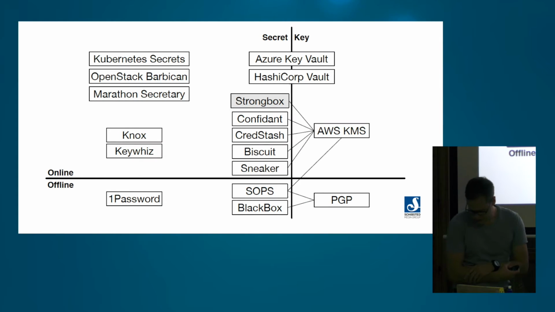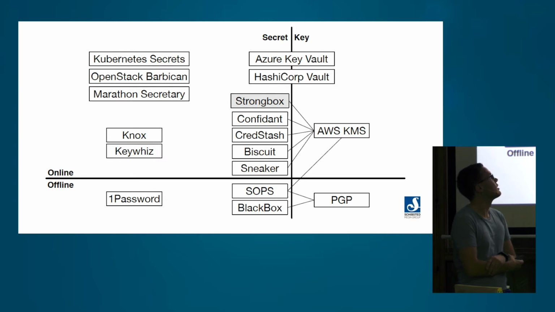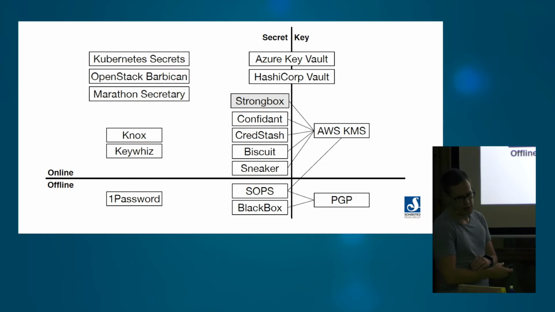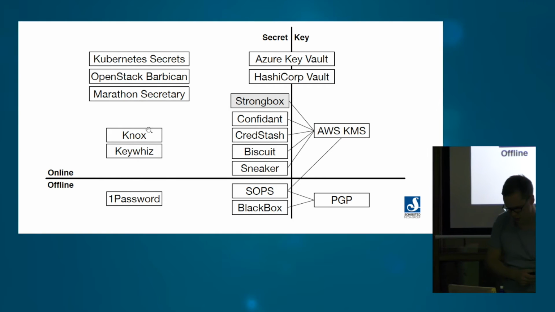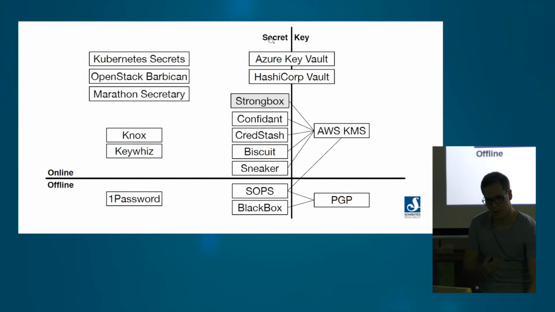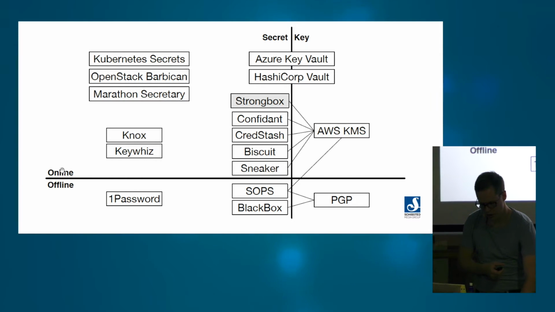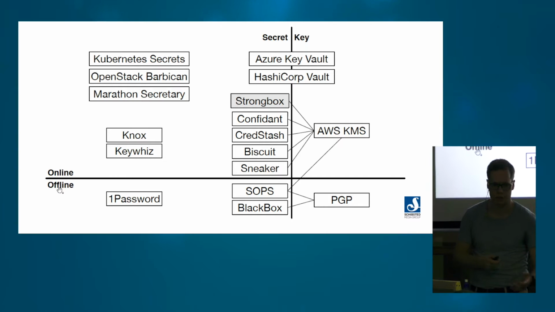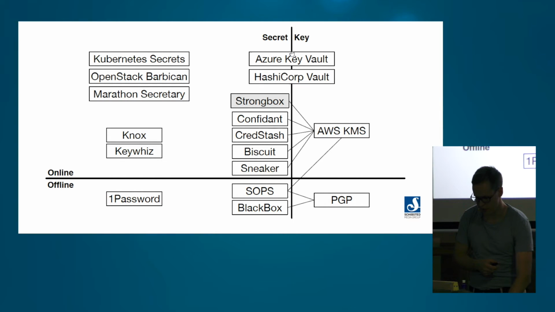So the landscape looks something like this. Let me just do the axes first. In this quadrant we have secret management, not key management, which is on the right. And then above the line here we have online solutions. You need to have a network of some kind. And then offline, which you can do locally. So let's go through this.